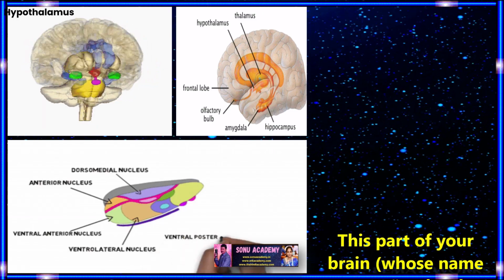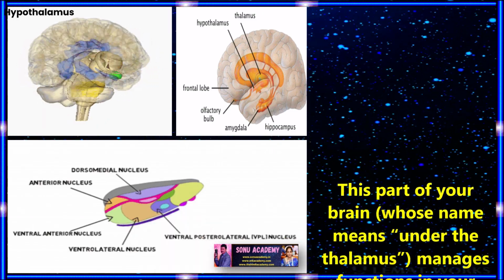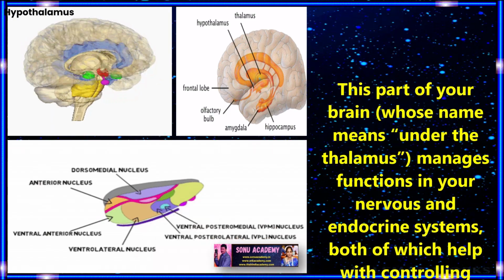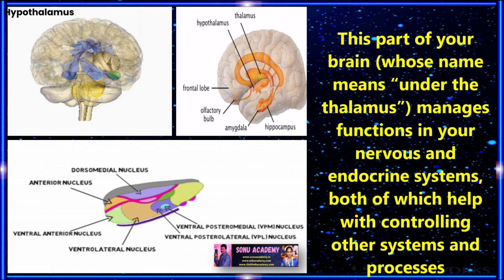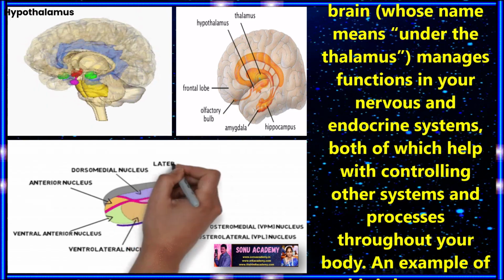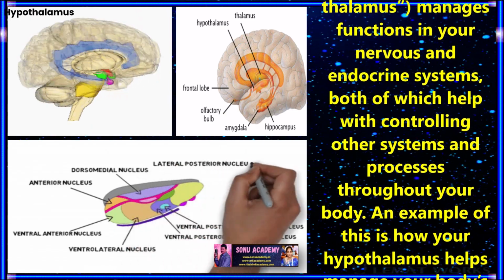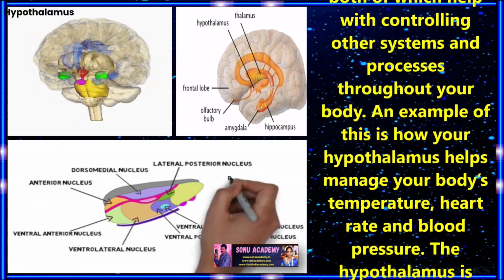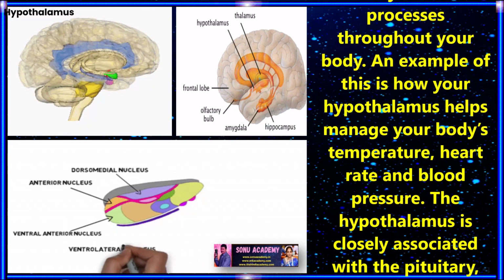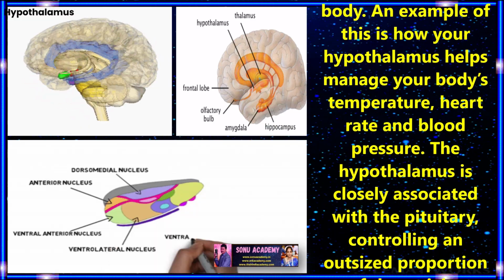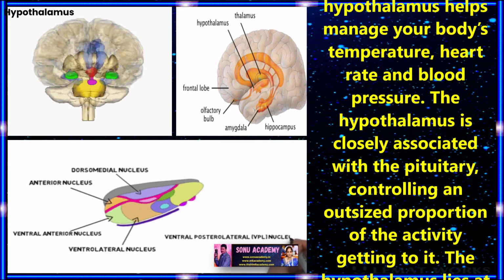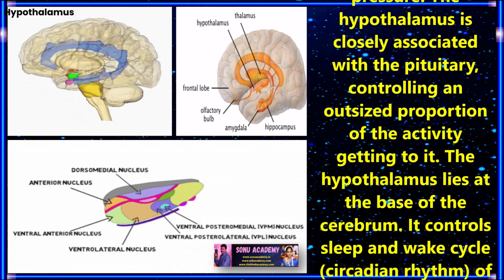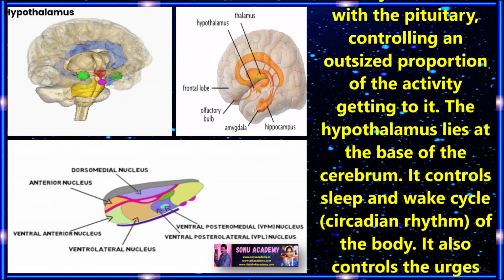Children, let us discuss the hypothalamus. This is a part of your brain that lies under the thalamus and manages functions in your nervous system and endocrine system, both of which help with controlling other systems and processes throughout your body. An example of this is how your hypothalamus helps manage your body temperature, heart rate, and blood pressure. The hypothalamus is closely associated with the pituitary, controlling a large proportion of the activity getting to it.